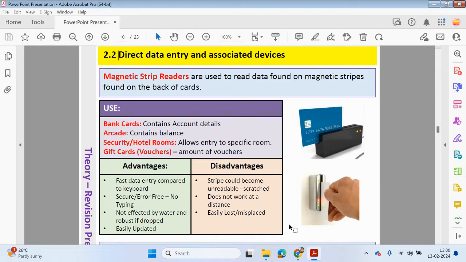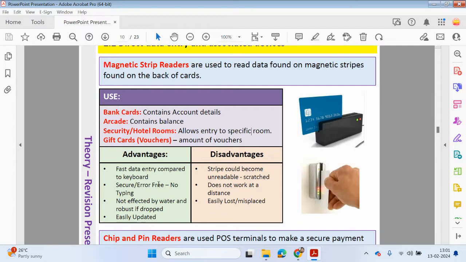Okay. Another example is maybe a gift voucher. You'll have a starting amount at the start, and every time you buy something, the card will be swiped, and then the amount will be reduced. It used to be used in bank cards. So before we had chip and pin, which we'll be coming to in a moment, the magnetic strip would be scanned in. Okay, then all of the details from the card would be inputted into the system. So the purpose of this is to take the details of the card and place that information into the computer system.